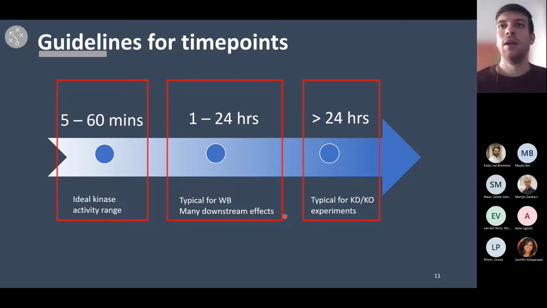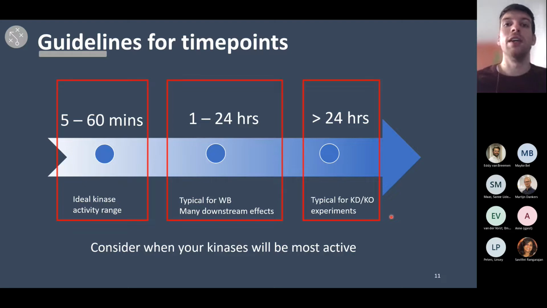in your results. However, this doesn't mean that your assay is, of course, worthless. There's a lot of information that you can still get from the assay. My point that I'm trying to make here is that you should consider when your kinase will be most active.